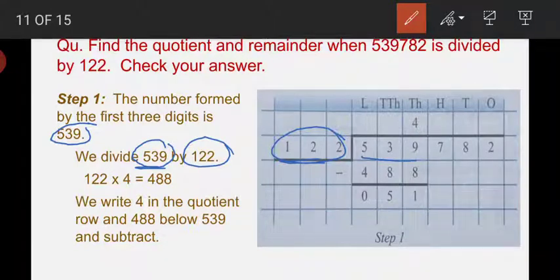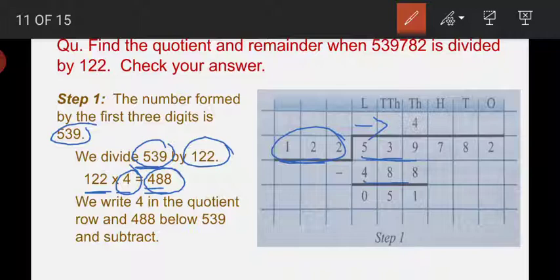So here I have multiplied 122 with 4, so I got 488, which is less than 539. Next step, write the 4. Here we are multiplying with the 4, so we have to write 4 in the quotient row, and we have to write the product just below the 539, that is 488 is written below 539.